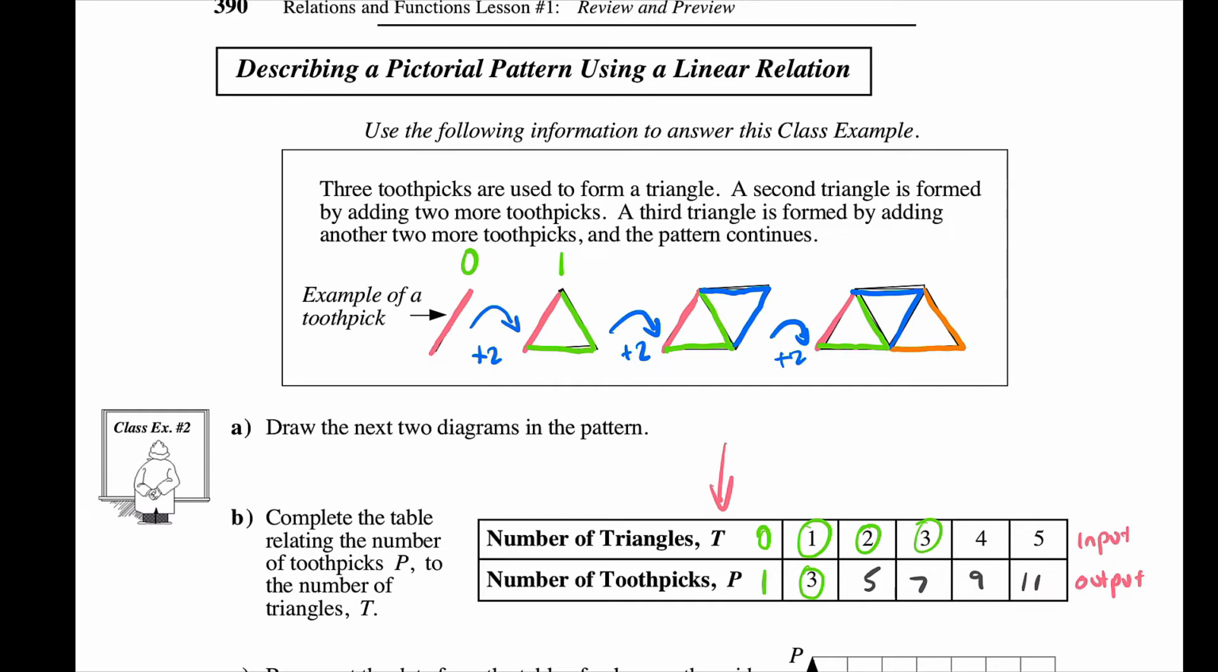Now it asks you in part A, I sort of skipped down to part B right there, but it says draw the next 2. And that should be fairly simple. All you're going to do is add another triangle for the next one, and then add another triangle, and another, and that could go on basically forever and ever.